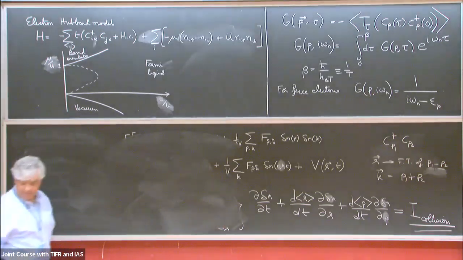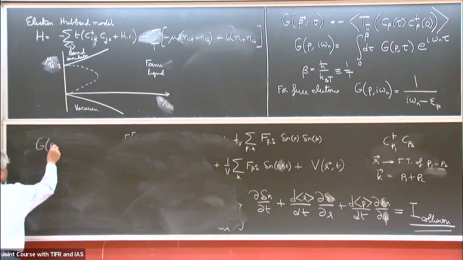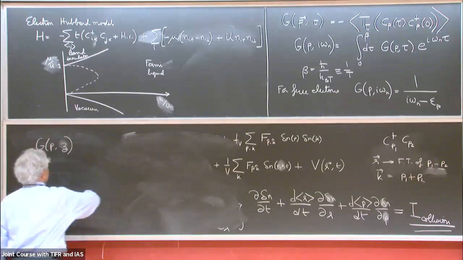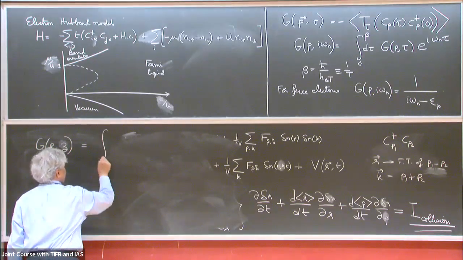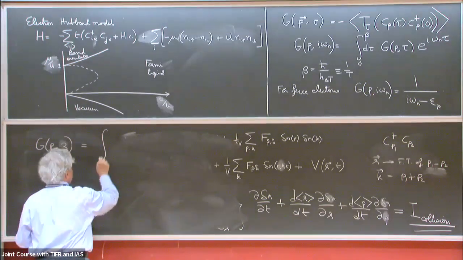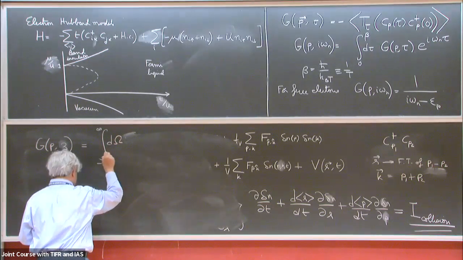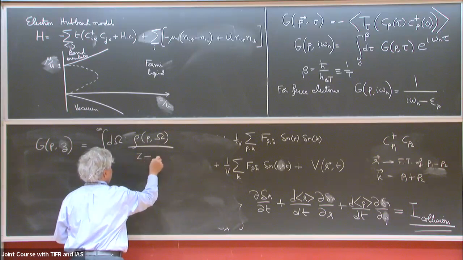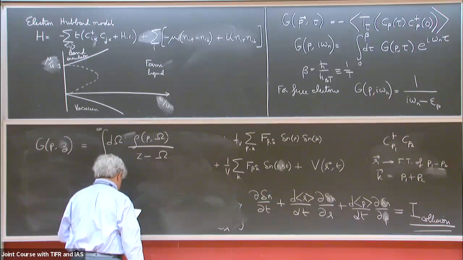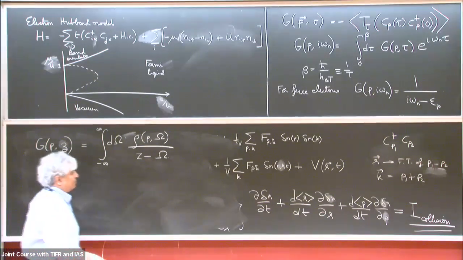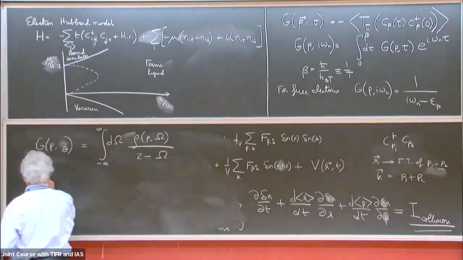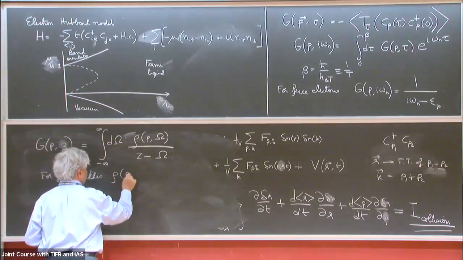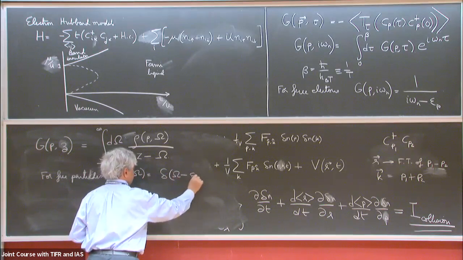So in particular, if you compute this G of p and i omega_n, you can extend it to the entire complex plane, z. Oh, I forgot to mention something, I'll come to that in a minute. As G of p and z, where z is a complex number, which can be written in the following manner: the integral from minus infinity to infinity of d omega, I don't put a pi there, rho of p and omega over z minus omega. Comparing this and this, this function rho for free particles, rho of p and omega, is just a delta function, delta of omega minus epsilon_p.